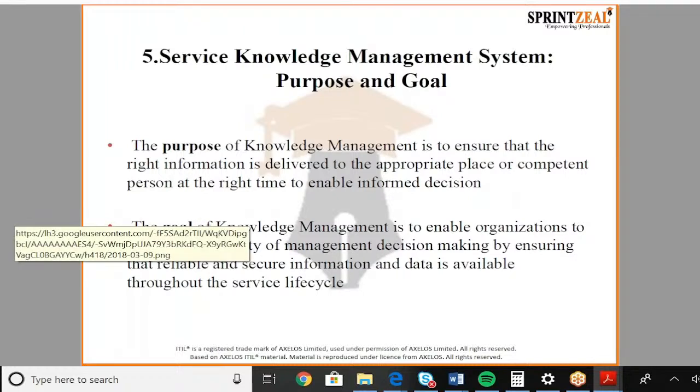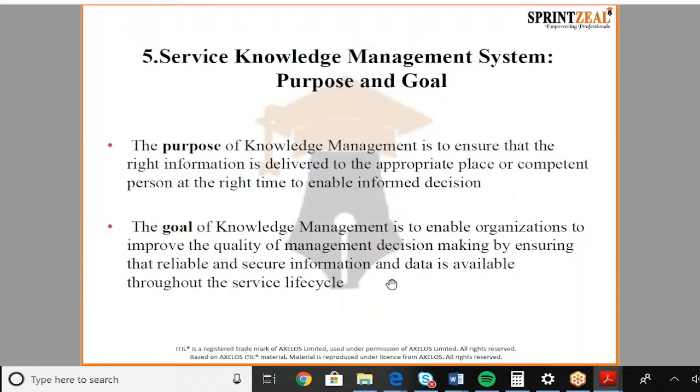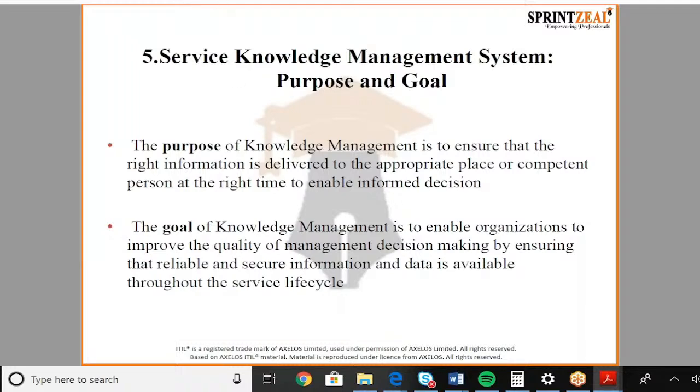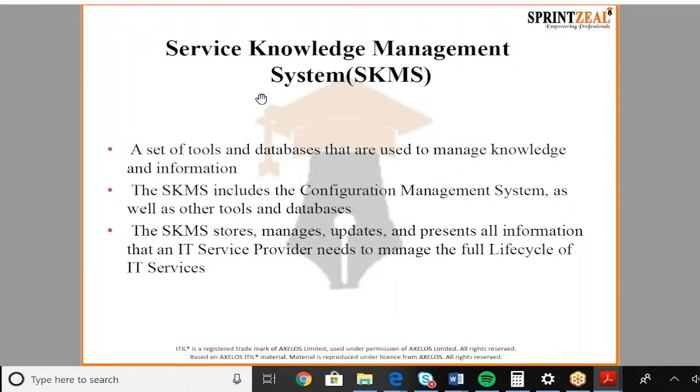The purpose of service knowledge management is to ensure that the right information is delivered to the appropriate place or competent person at the right time to enable informed decisions. The goal of knowledge management is to enable organizations to improve the quality of management decisions by ensuring that reliable and secure information and data is available throughout the service lifecycle. So what's all of that mean?